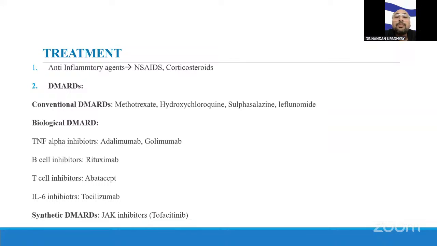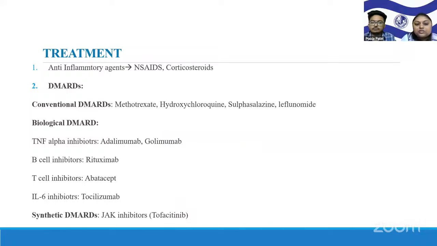In this patient posted for THR, what treatment is this patient taking? Sir, this patient is on methotrexate, sir, along with hydroxychloroquine. Okay, okay. Then how will you evaluate this patient for the surgery?